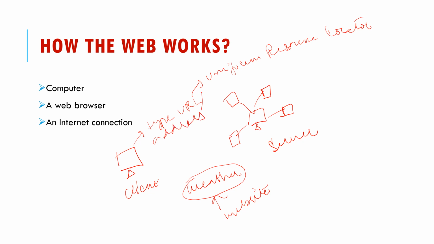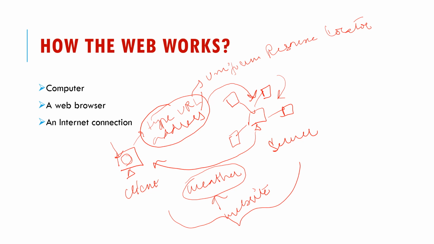Then once it types the address of the website, the browser will send it to the server. Then the server will receive the request and send it back to your web browser, and with the help of the web browser, it will display it in your computer. That's how the client-server system works. This is the working of the client-server system. That's how our web works.